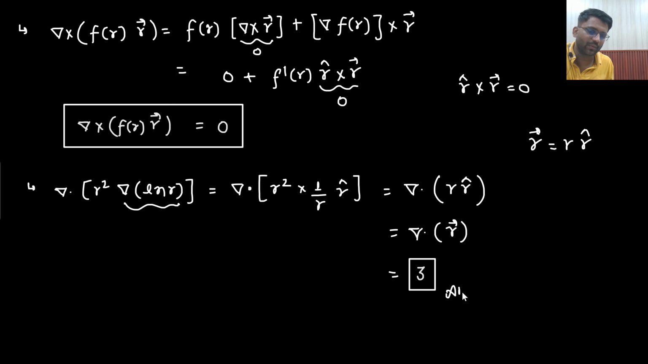This is a GATE examination problem only, but this is how you will be solving it. Gradient of ln r will be 1 by r r cap. Now r cap times r I am getting, which is nothing but R vector. So del dot R vector will be nothing but 3. That's the answer, job done.